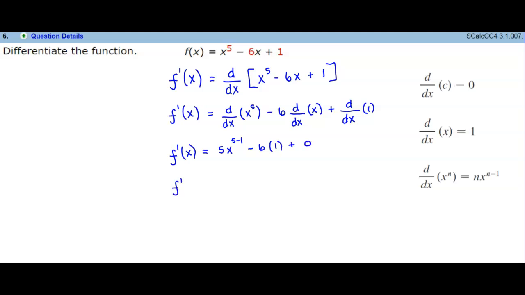And so therefore, we're going to have f prime of x, which is going to equal 5x to the power of 5 minus 1, which is x to the fourth, minus 6 times 1 is 6, and then we have 0. So therefore, there is the derivative of our function.